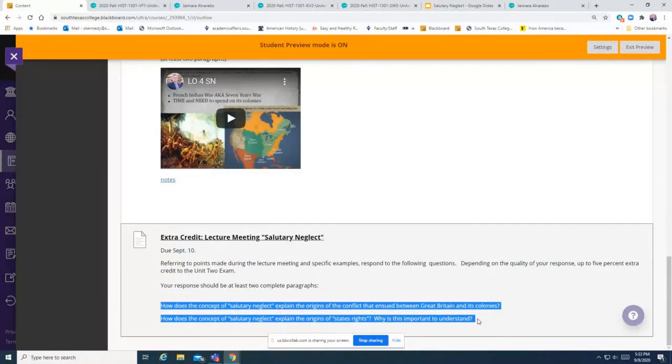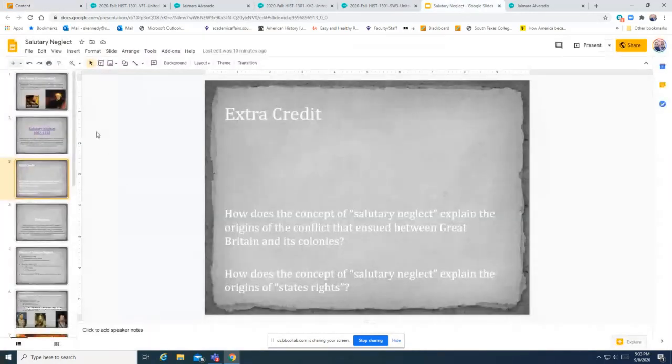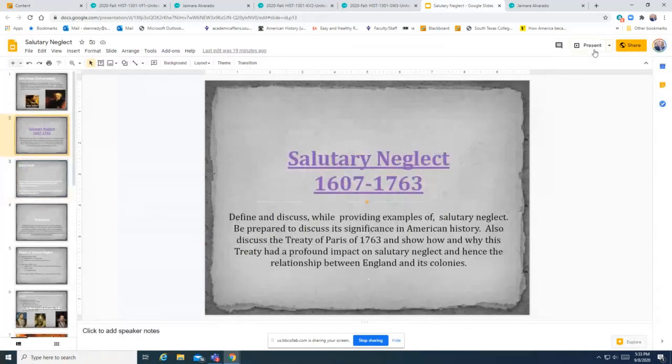How does the concept of salutary neglect explain the origins of the conflict that ensued between Great Britain and its colonies? And how does the concept of salutary neglect explain the origins of state rights? Why is this important to understand? We'll get into that in just a little bit when we get into this lecture here. But to begin with, anybody have any questions whatsoever?